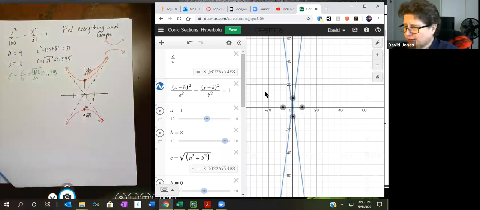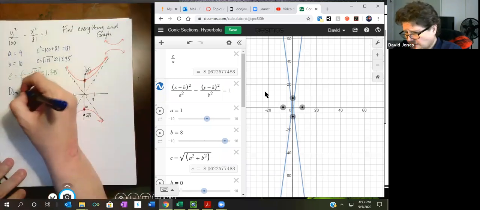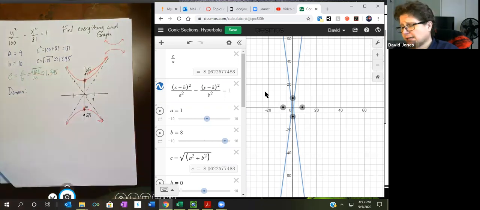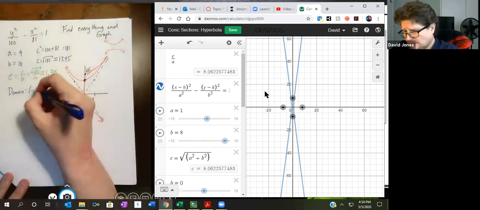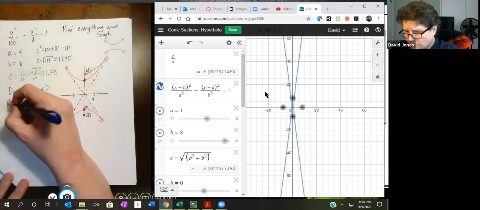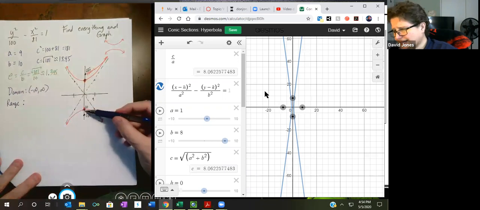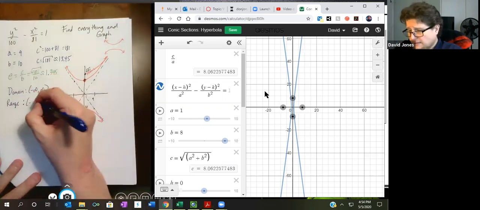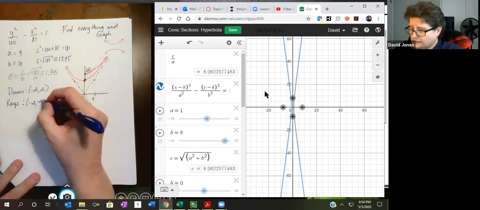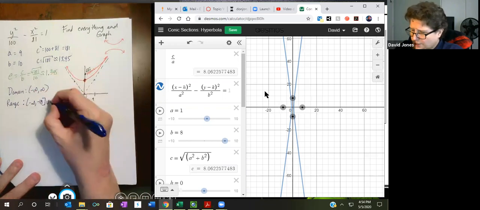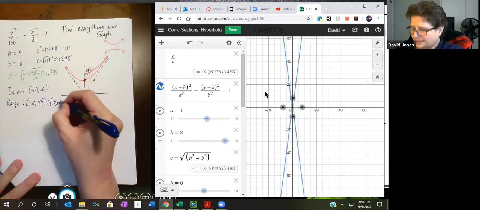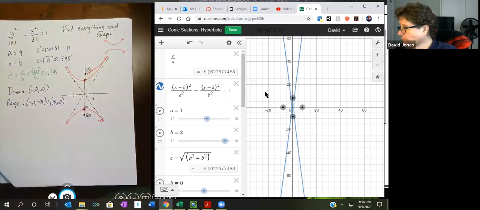The domain here is infinite. The range here goes from negative infinity to negative 10. And then it starts back up again at 10 and goes to infinity. Okay.